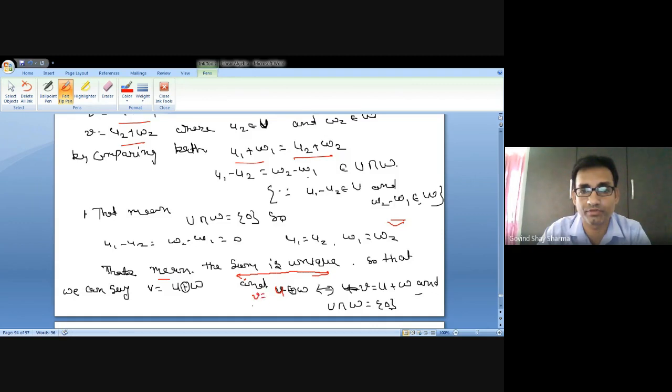We can say if V equal to U plus W is a direct sum, it implies V is equal to U plus W and the intersection of these is 0. This is a necessary and sufficient condition. So students, now we come to the cues on direct sum.